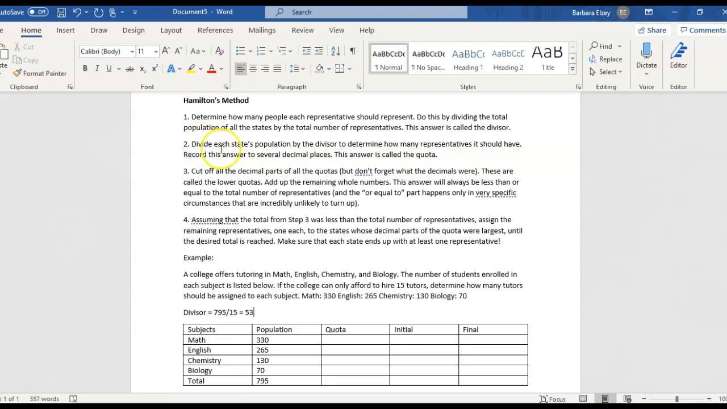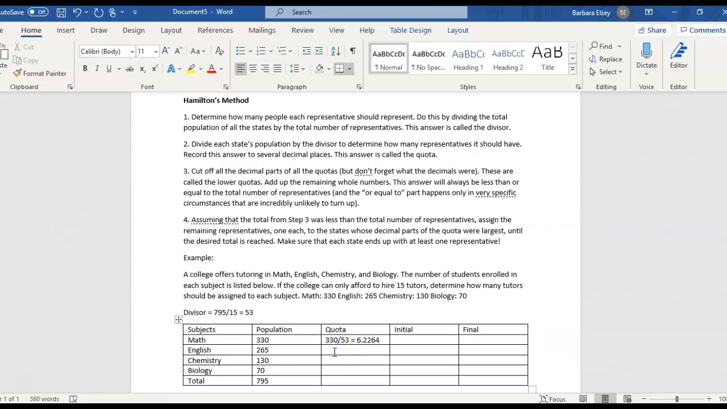Step 2, we're going to divide each state's population by the divisor to determine how many representatives it should have. We'll record this answer to several decimal places, and this answer is called the quota. So now we're figuring out this column called the quota. To find it, we're going to take the population of math, which is 330, and divide it by the divisor. So, in other words, 330 divided by 53. And that's the answer I'm recording here. And that answer is 6.2264.